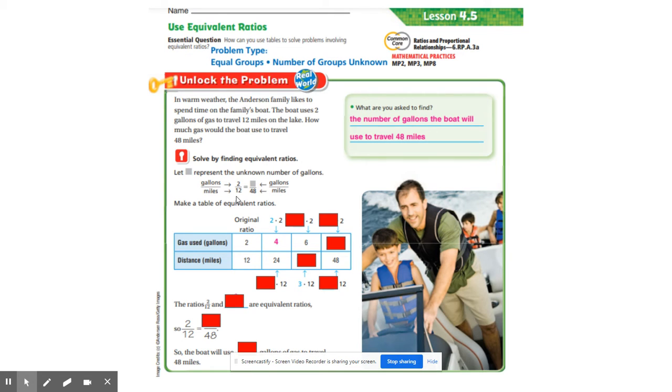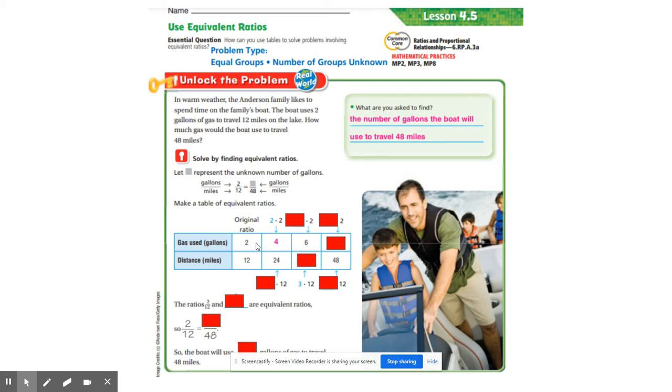So if we look at our ratio here, they're telling us 2 gallons for every 12 miles. When you set up these kinds of problems, you've got to make sure that you set up the same thing on the other side. The gallons need to be on top, miles on the bottom. Don't flip those around. So basically, we're trying to find out how many gallons it's going to take to travel 48 miles. We can use a table like we did last week.